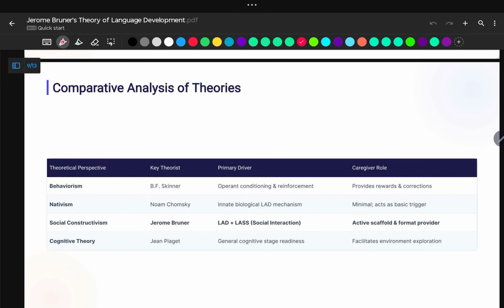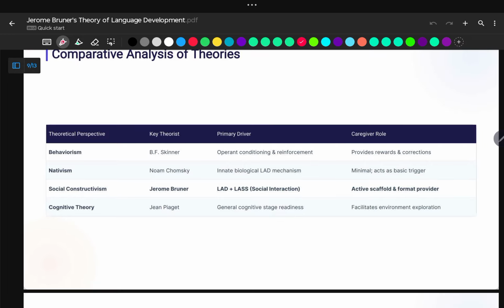And lastly, in the comparative analysis of theories, we can see what behaviorism says, what nativism says about language theory, what social constructivism says, and what cognitive theory says. The behaviorism theory of language development was given by B.F. Skinner, which says that operant conditioning and reinforcement is the primary driver, and the caregiver's role is to provide rewards and correction. By providing rewards and correction, the child learns language development capacity.